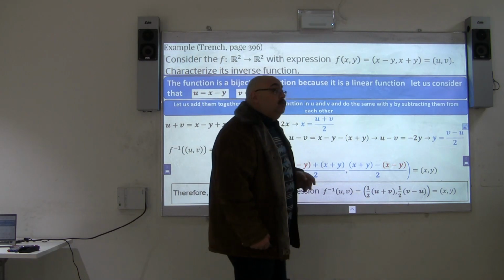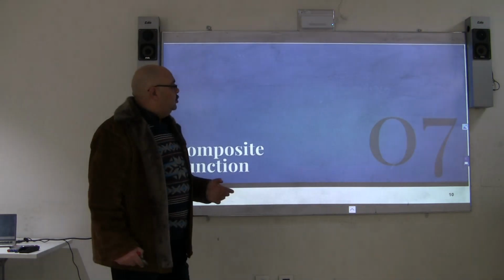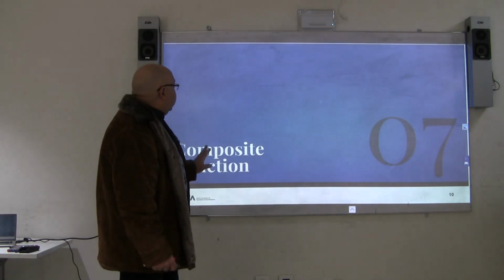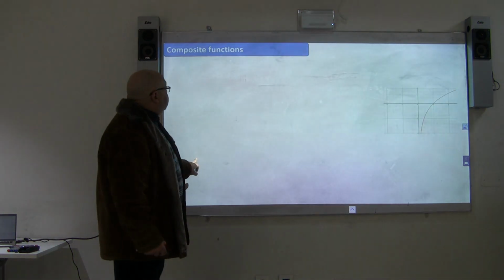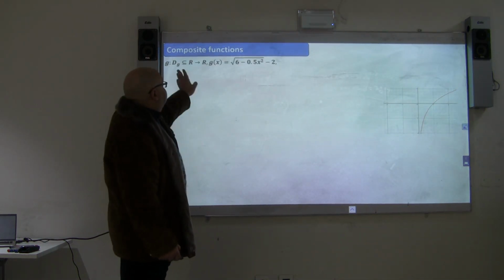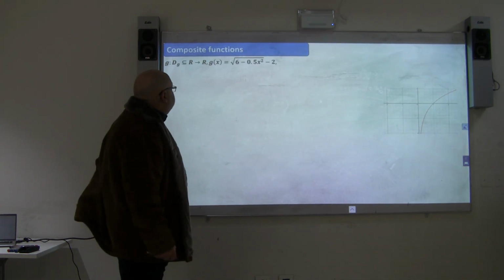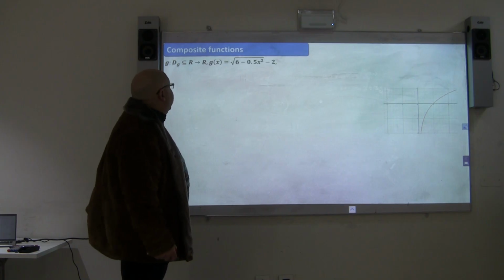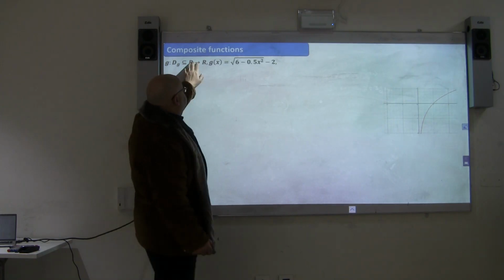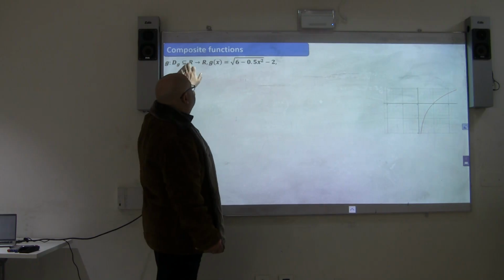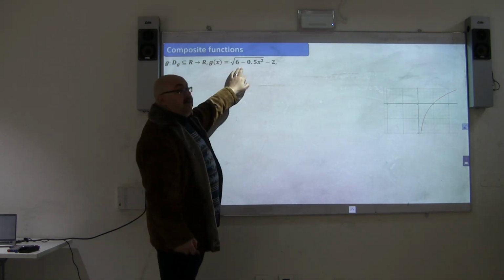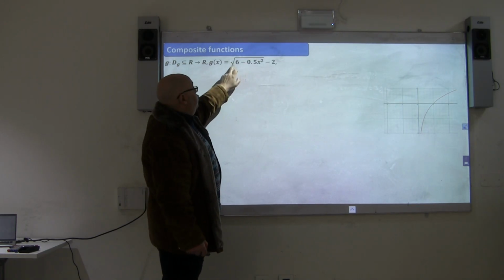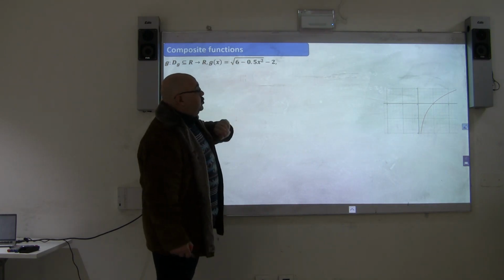So we really need to understand more about the composite functions. This part is dedicated mainly to composite functions. If I have, for example, this problem, it's also a very nice problem. I have g, whose domain is from R to R. g of x is given by this function, which is the square root of 6 minus 0.5 x squared, minus 2.